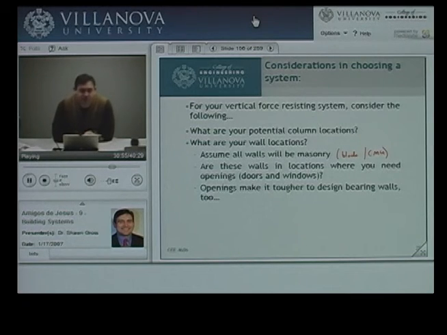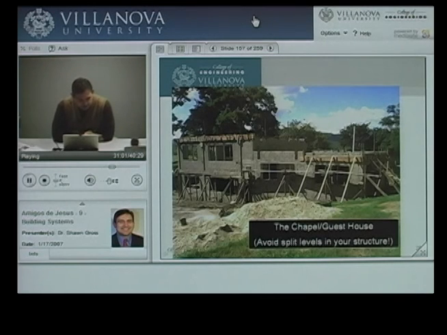A couple of pictures are probably the easiest way to look at this, and I'm going to go back to the chapel and guest house, which was constructed from 2001 to 2003. And this was actually a split-level structure. So if you look, we basically got a floor down here, a floor down a little bit lower. It's a little bit harder to see on this angle, and then an elevated floor up here. First thing to comment on is avoiding split levels.